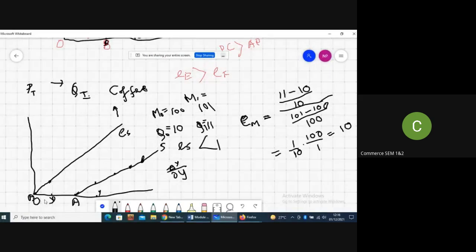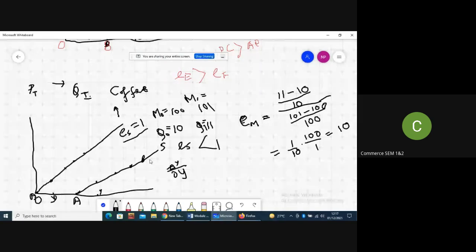So AY by OY will be exactly same thing. AY will be equal to OY. So AY divided by OY will be equal to 1. So any point on the straight line supply curve which is originating or starting from the origin, the value of elasticity at any point on this straight line supply curve will be equal to 1.